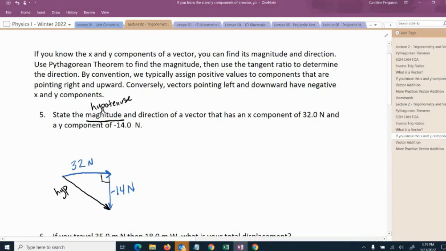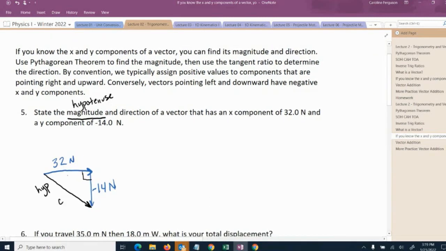Okay, so back to where we started today, our first question: finding one of the sides of a right angle triangle. So you're using Pythagorean theorem. The hypotenuse is c, the other two sides are a and b. So I have a squared plus b squared equals c squared. My a is 32. My b is 14 or negative 14. It doesn't matter because you're going to square the number anyway, so it'll be positive.